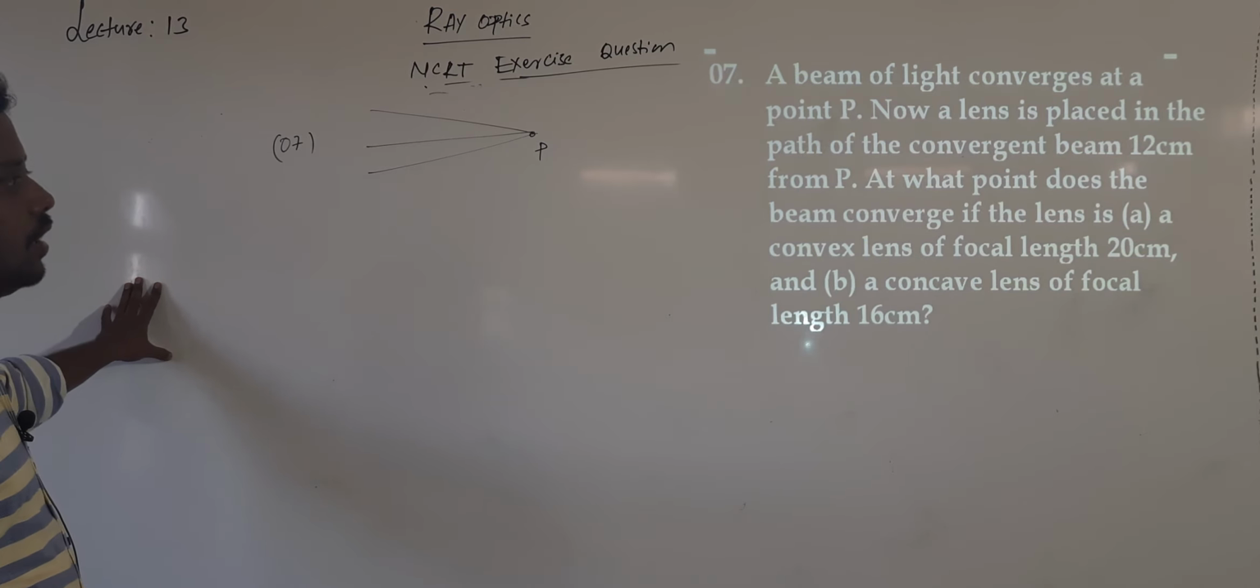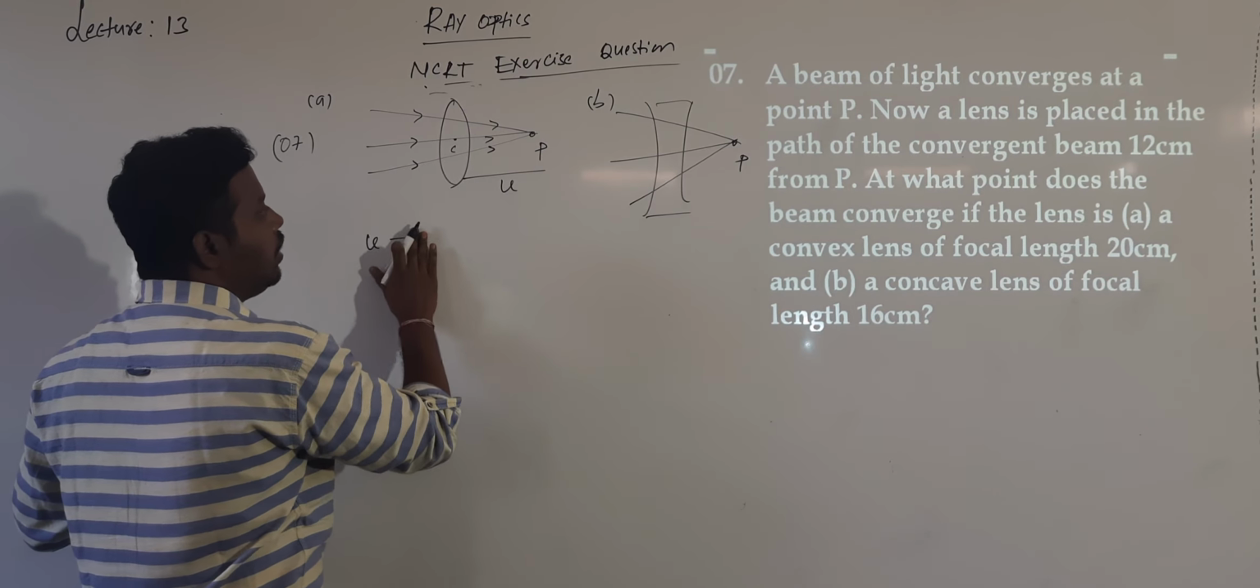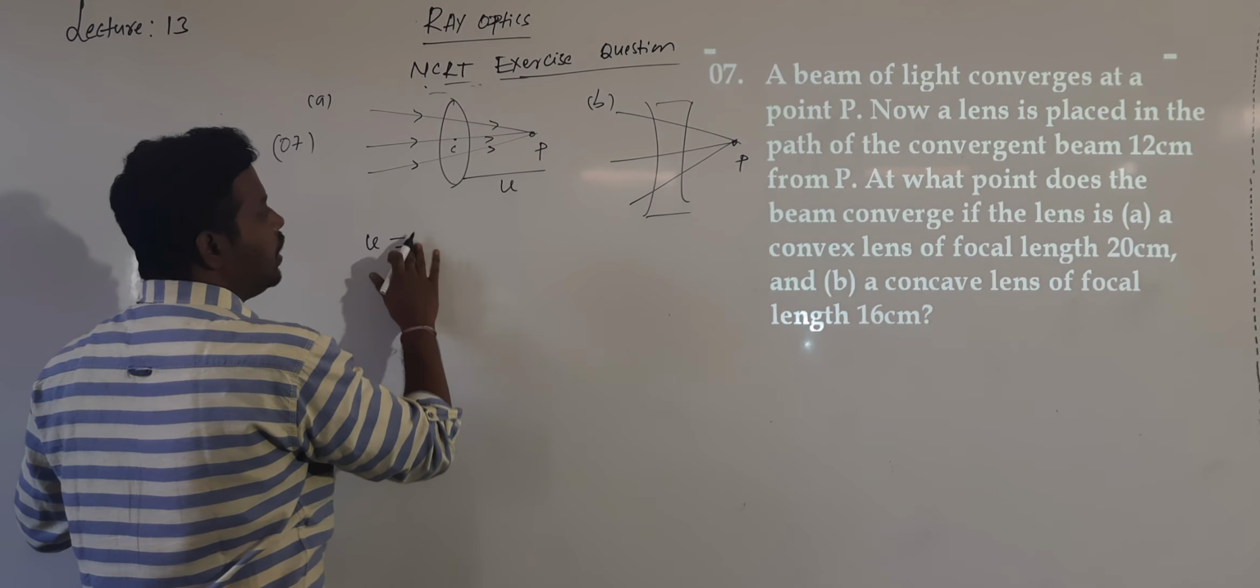Here they have given two cases. This is case 1 and this is case 2. In case 2 also we need to consider this convergent beam at point P. In case 1 they gave a convex lens placed. In case 2 they gave a concave lens placed. The lens is placed at a distance of 12 centimeters. So, u value is 12 centimeters. This is the direction of the incident rays. The object distance should be measured from the optic center. This is C. So, u is nothing but CP, in the direction of the incident ray, which is 12 centimeters. Understood?